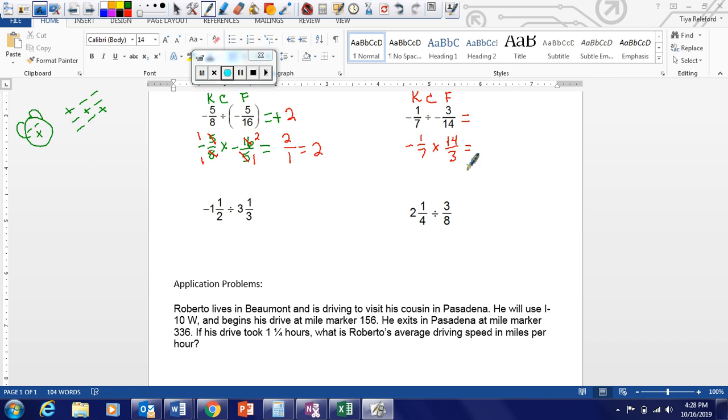Now, you can't simplify 1 and 3, but you can simplify 7 and 14. They both divide by 7. So you can change these to nice, neat numbers as well. So 1 times 2 is 2, 1 times 3 is 3, and I know my answer is positive because I already decided that. So my answer is a positive 2/3.